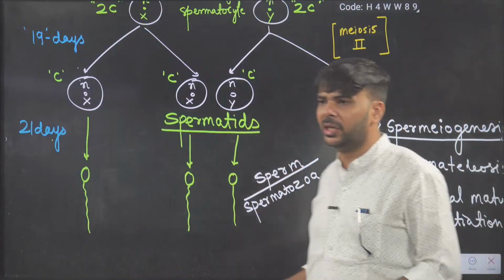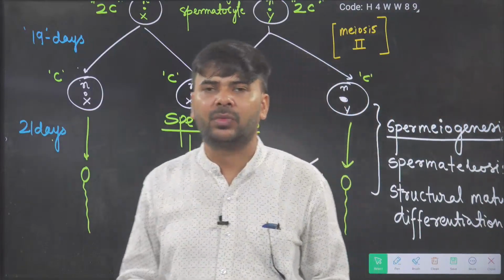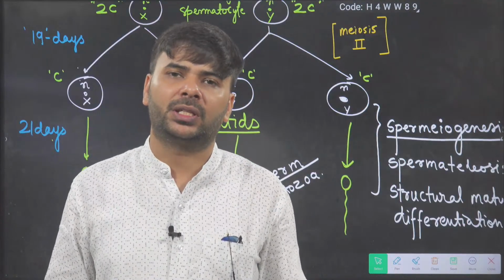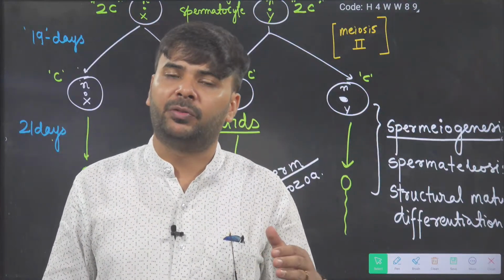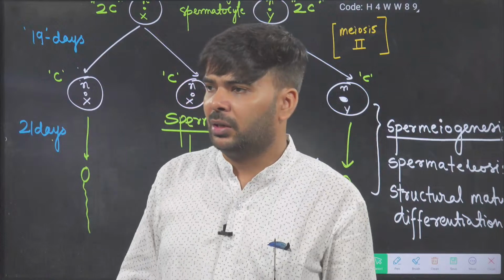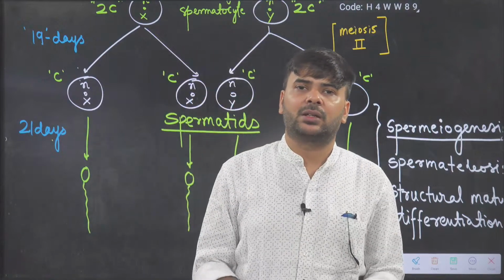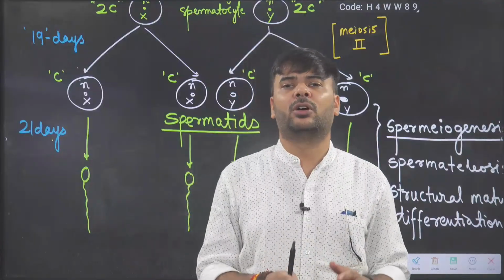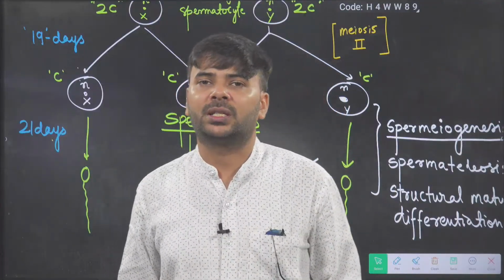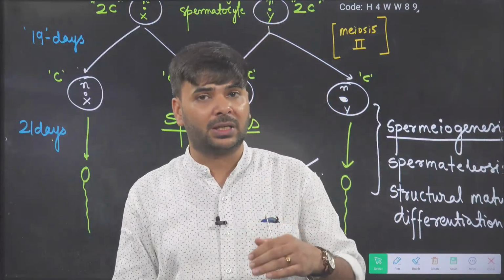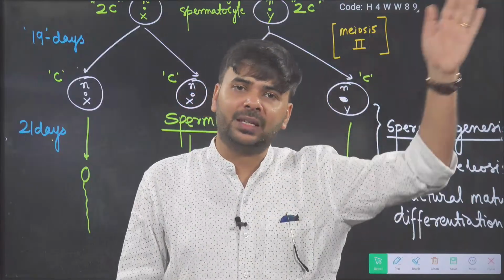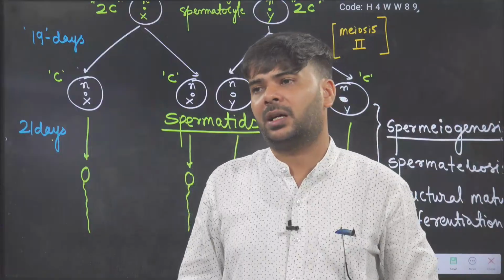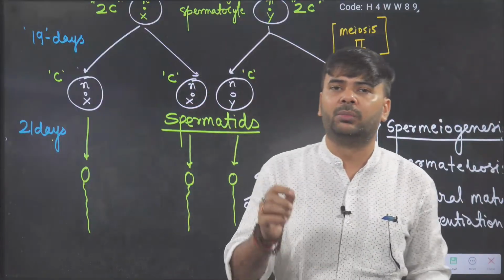In the same way, oogenesis. But oogenesis is complex, and it takes place before puberty. Remember, spermatogenesis starts from puberty, but oogenesis starts before puberty. Yes, when a female is in her mother's womb, from that time period only oogenesis starts, and it ends during menopause.